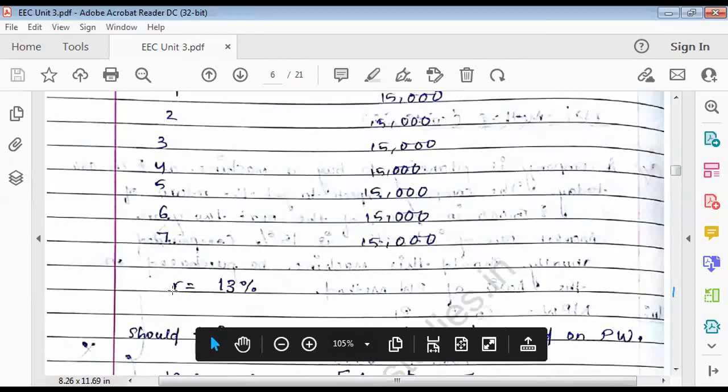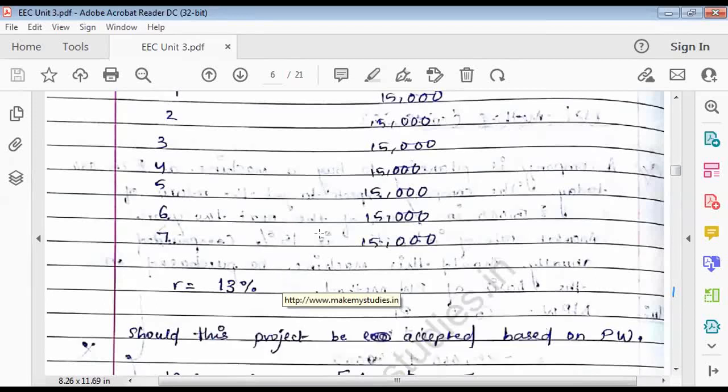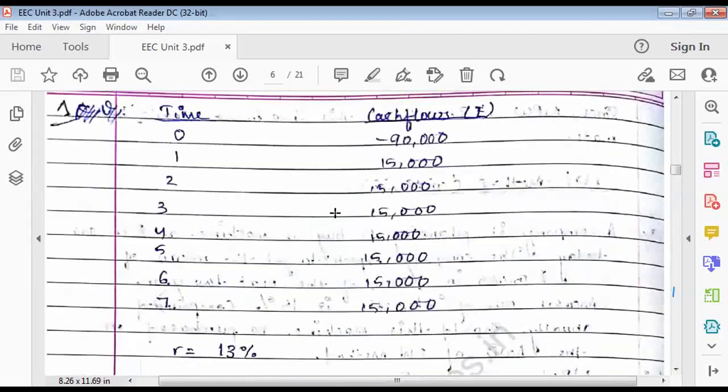And one more thing I must tell you here. Just below the table, R is 13%. Nothing else is mentioned. If nothing is mentioned, make sure that it is compound interest. It is compound interest. Correct? So now, what is the meaning of the question? How to interpret? Let me tell you.